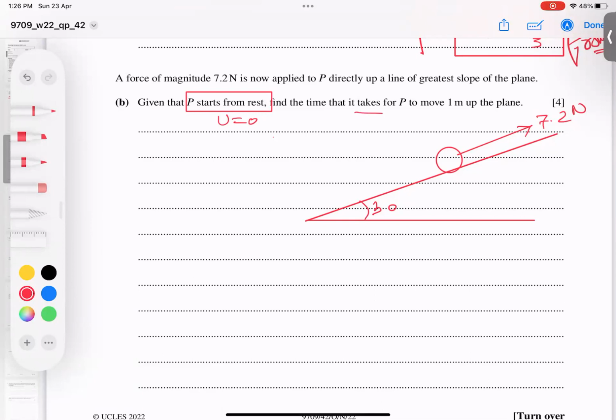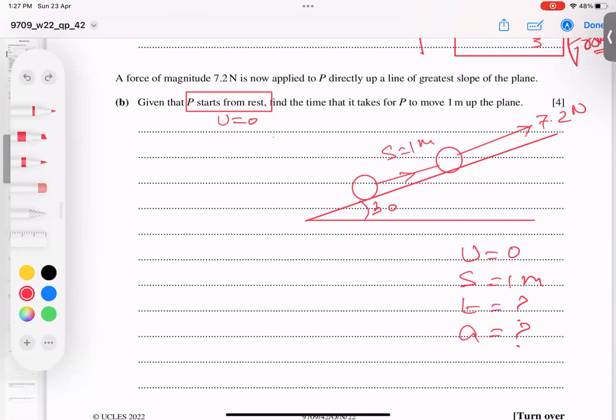Okay, and P is moving 1 meter above. So let's say it was first here. It moves there. It moves one distance. How much? S is equal to 1 meter. The data is very clearly given: u is 0 and S is 1 meter. And what is my target? He says very clearly, find out what time. Time is my task. And I think if I get my acceleration from here, I can get the answer easily.